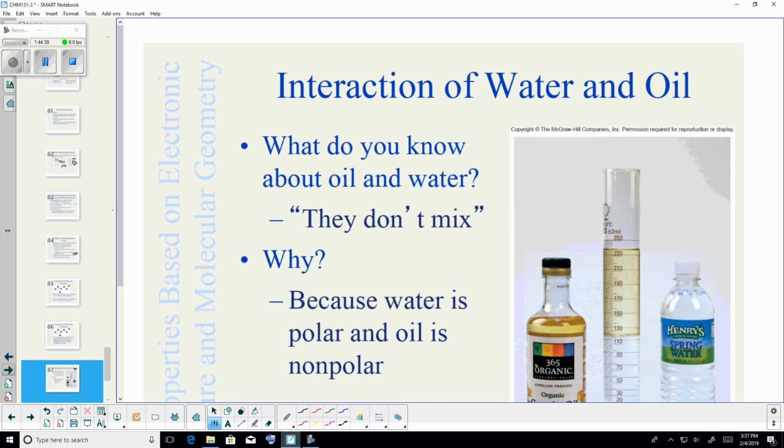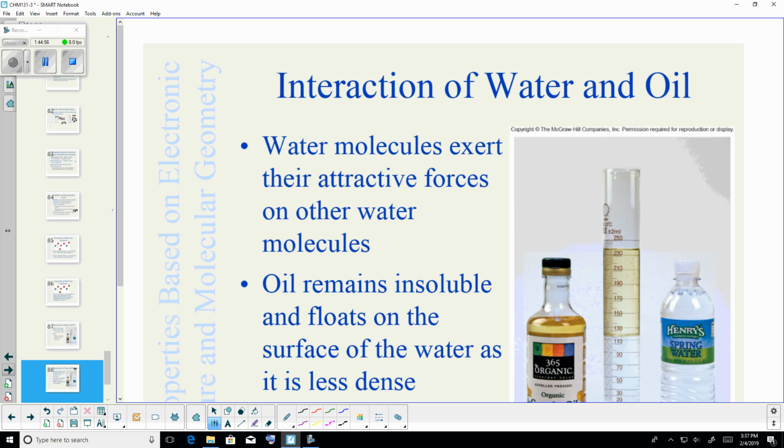So, what do you know about oil and water? They don't mix. Unless you know how. Because water is polar and oil is nonpolar. So water molecules exert their forces on other water molecules because they're dipoles. Plus they have hydrogen bonding. Oil remains insoluble, and because it's less dense, it floats on the surface.